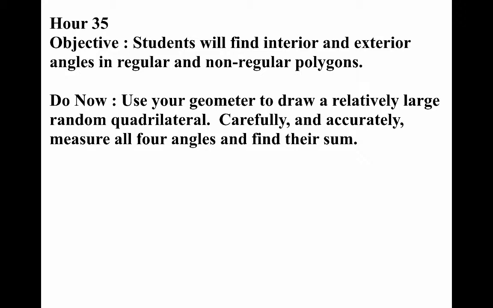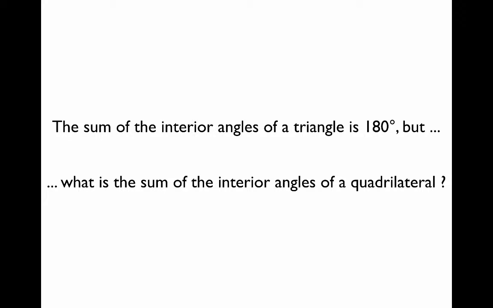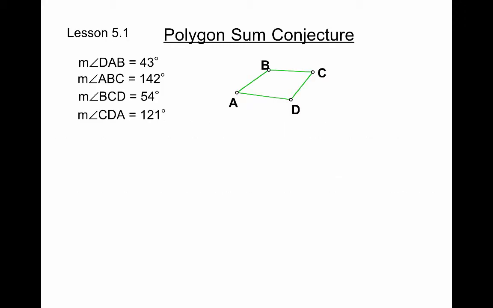Okay, so continuing on, we all know that the sum of the interior angles of a triangle is 180, but what was the sum of the interior angles of your quadrilateral? Hopefully you said 360 degrees. Here's just a quick little example. We've got a quadrilateral and the four angles have been measured. If you go ahead and add those up, you'll see that the result is also 360 degrees.